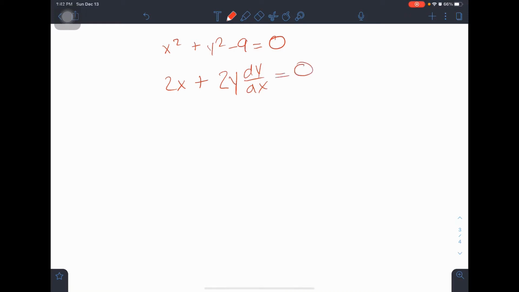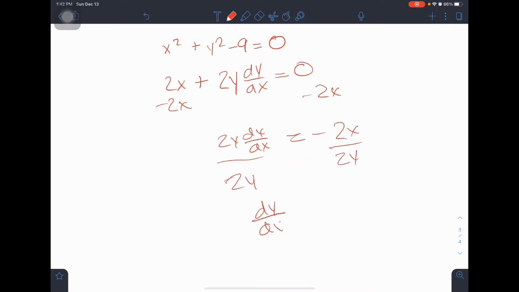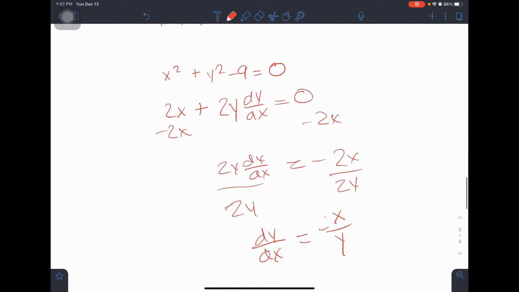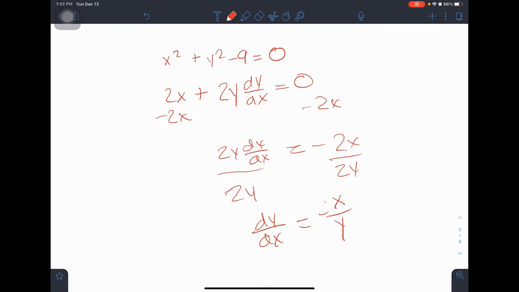So then subtract 2x on this side. 2y dy/dx equals negative 2x, divided by 2y. We get dy/dx equals negative x over y. Whenever you're searching for the derivative of y, you can't express y, you can't find the derivative of y directly, so you just express it as dy over dx.